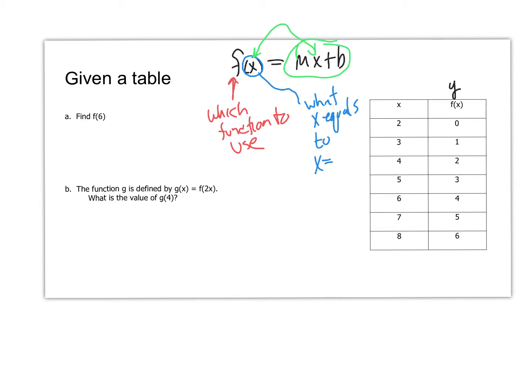So looking at my first question, find f of 6. We're going to use the f function. They only gave us the f function. And they want to say, all right, when x is 6, what is your y value? That's what this says. So we look over here and go to when x is 6. When x is 6, my y value is 4. So f of 6 is equal to 4. That was pretty easy. You just find where f of x is.